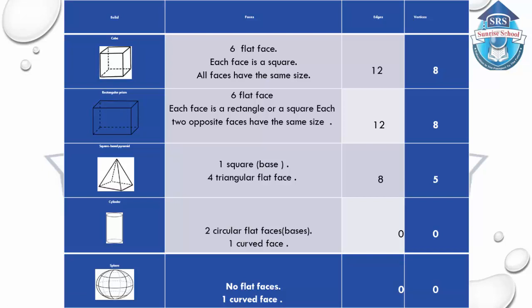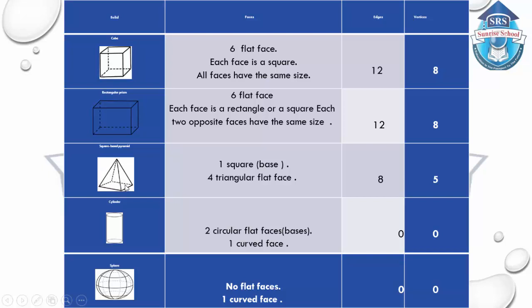Then square-based pyramids. Here it's a pyramid. It has 4 triangle faces but one square base. One square base and 4 triangle faces. 1, 2, 3, 4 and 1 square base.